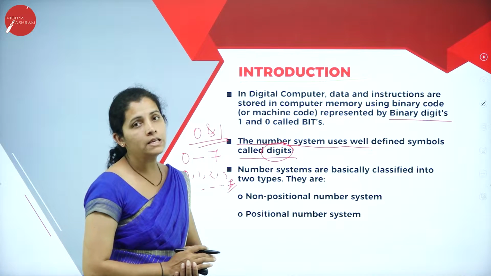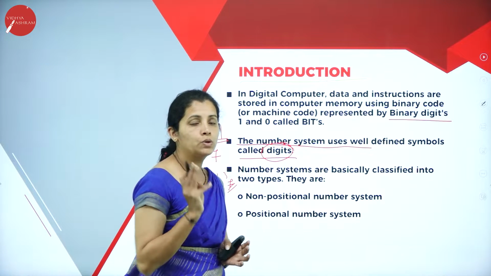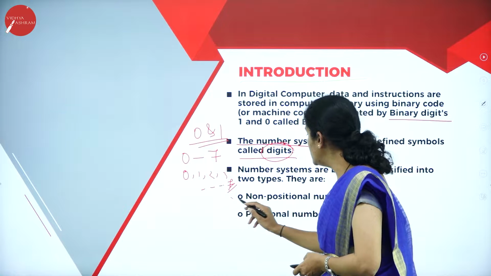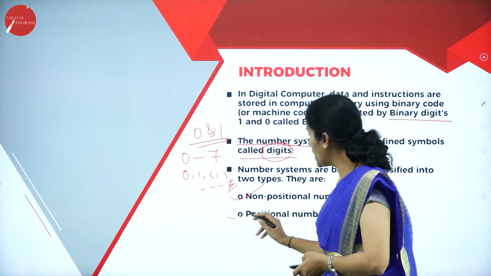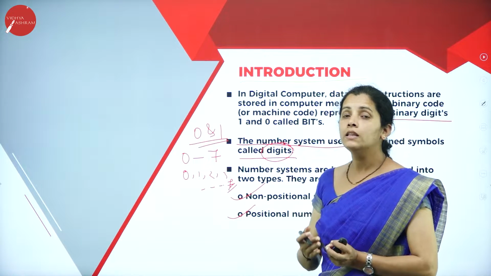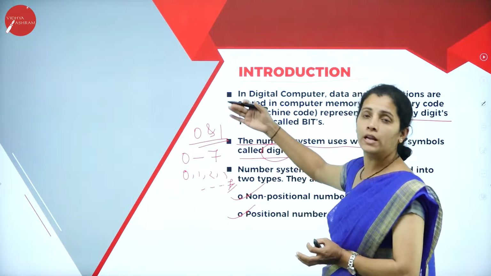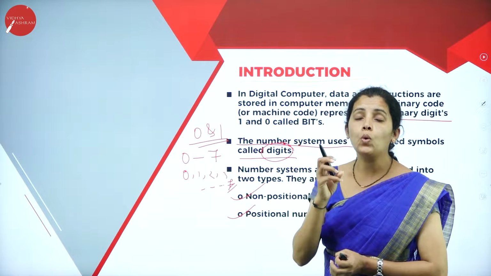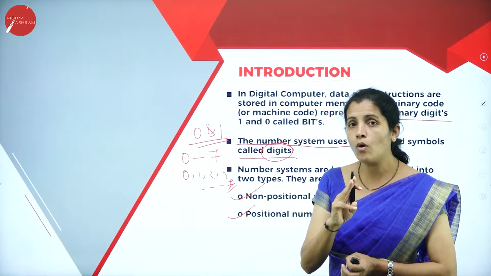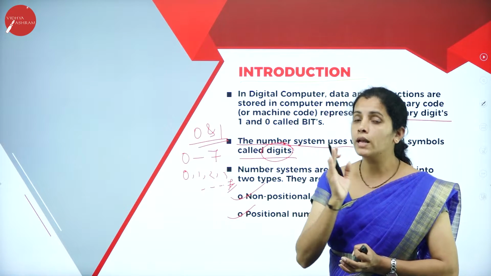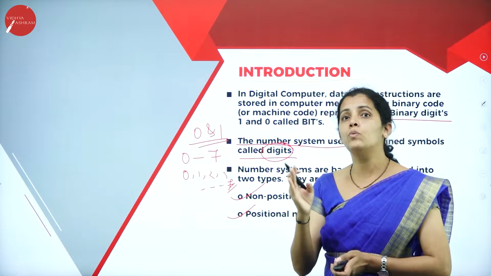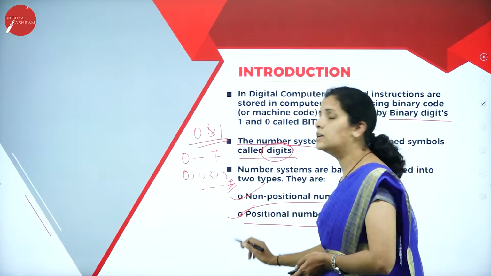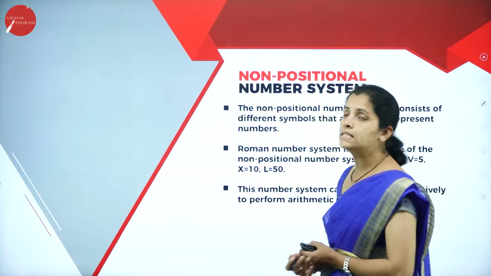Number systems are basically classified into two types. So, dear student, number systems are basically classified into two types, that is non-positional number system and positional number system. Now, the question arises, why do we require a number system? Because whatever data we have is stored in the computer memory in the form of zeros as well as ones. To represent the data in the form of zeros and ones, I require a number system. And in that, I am going to use the positional number system.